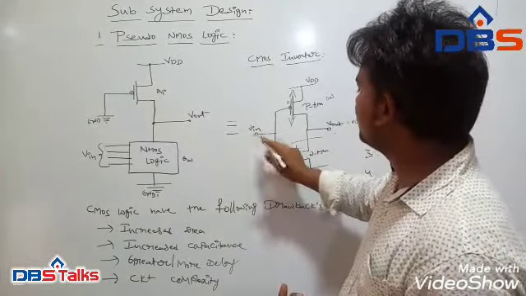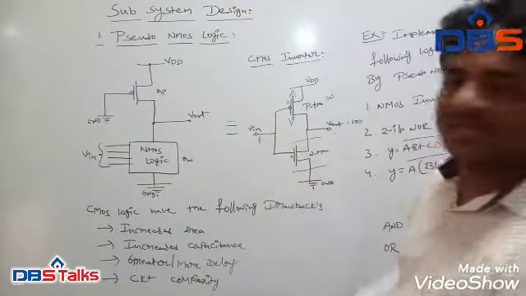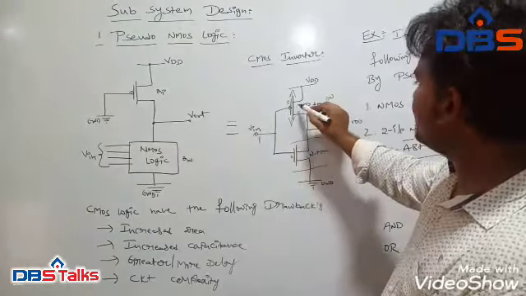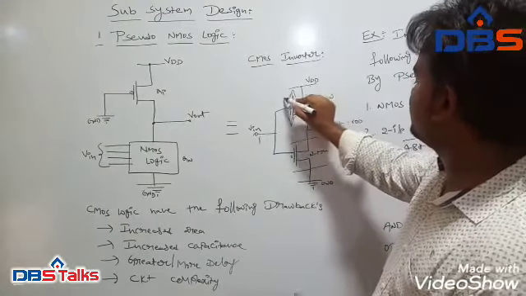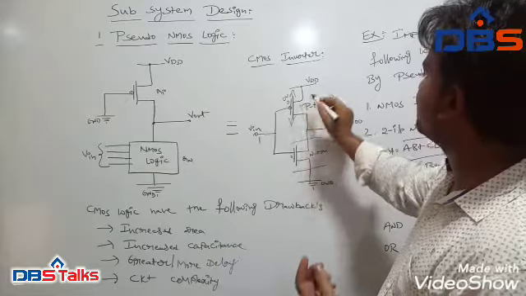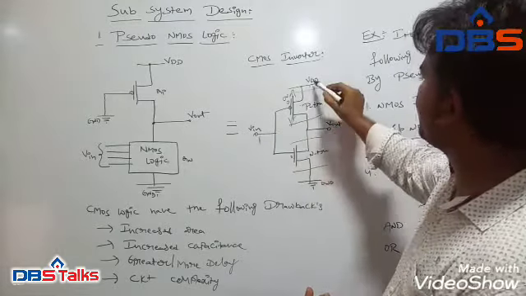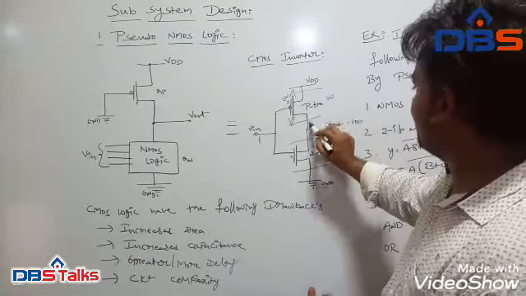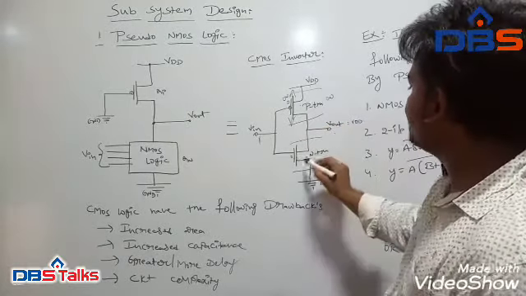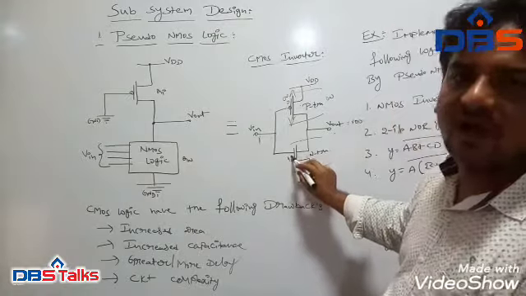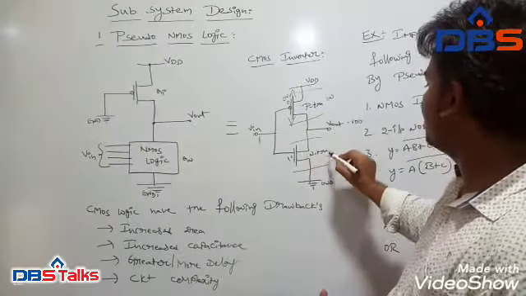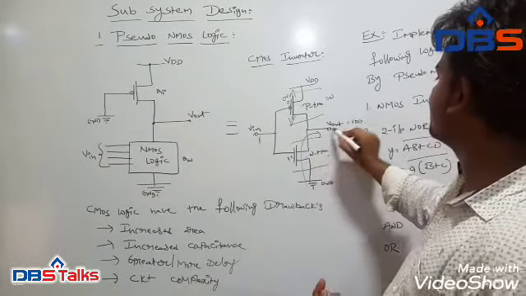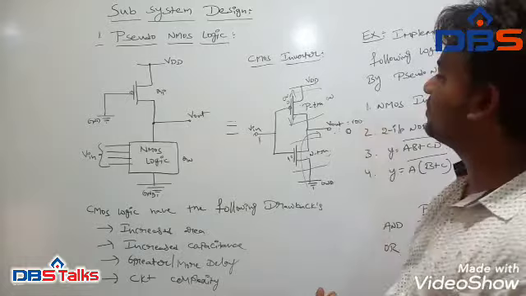Next, case 2: whenever we apply an input of 1 voltage, the PMOS will get a high voltage and it will be an open switch between VDD and the drain-source terminals, and the NMOS transistor will be on. On means it will be connected to 0 volts, so at that time Vout is equal to 0.